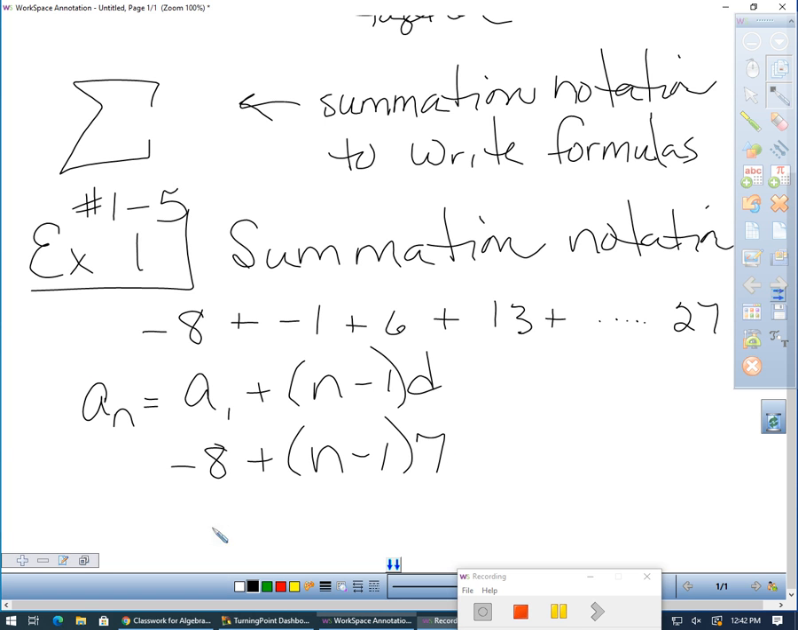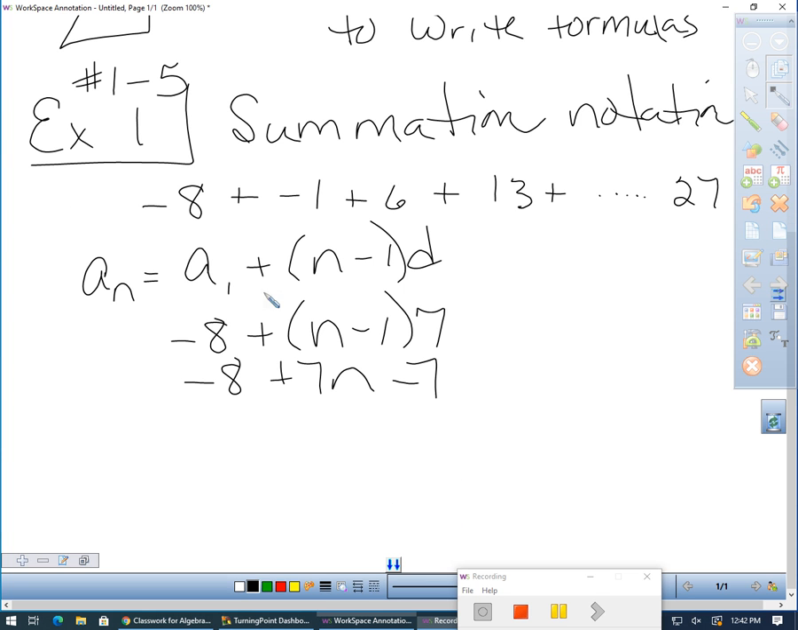Now we can simplify this, which I want to talk about too. If I go ahead and distribute, so 7 times n is 7n, and 7 times -1 is -7. So really my explicit formula is 7n minus 15. That's going to go behind my summation notation. Since I'm using the variable n, I'm going to start at n equals 1. But here's the tricky part. How many terms am I going to?